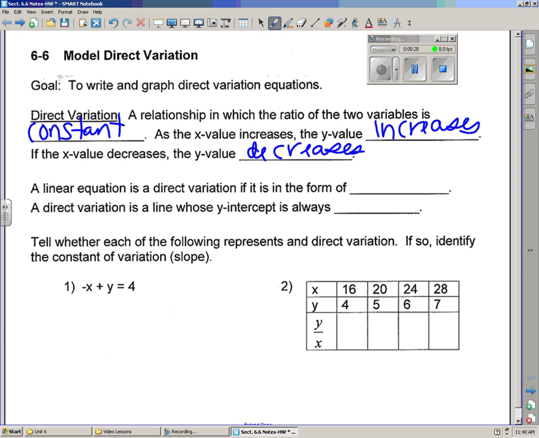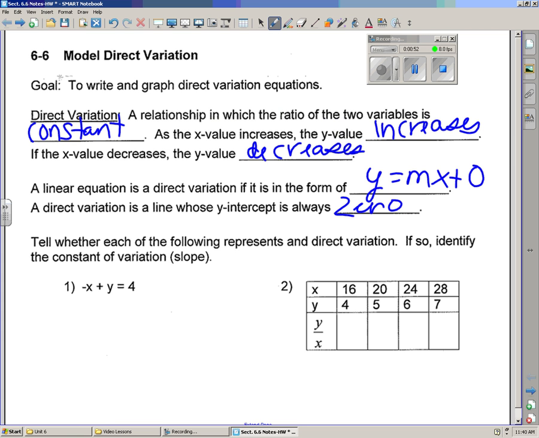A linear equation is a direct variation if it's in the form y equals mx. Normally you have y equals mx plus b, but we want the b to actually be 0 here. We want the equation to pass through the origin. So if it's y equals mx plus nothing, you're good. A direct variation is a line whose y-intercept is always 0.